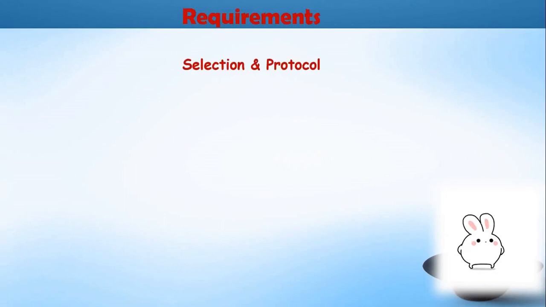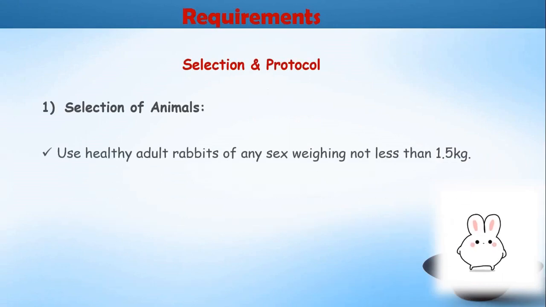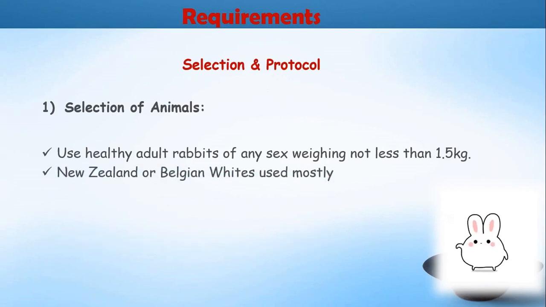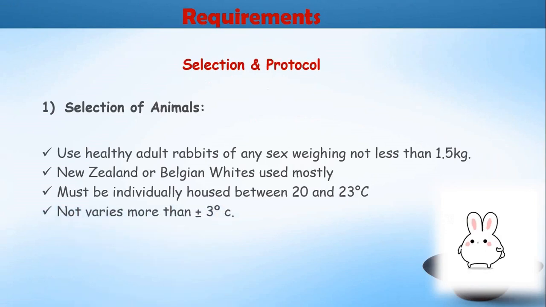Now next one is the requirements, in that selection and protocol. First one is selection of animal. Use healthy adult rabbits of any sex weighing not less than 1.5 kg. New Zealand or Belgian whites are used mostly. They must be individually housed between 20 and 23 degrees Celsius, not varying more than plus or minus 3 degrees Celsius.